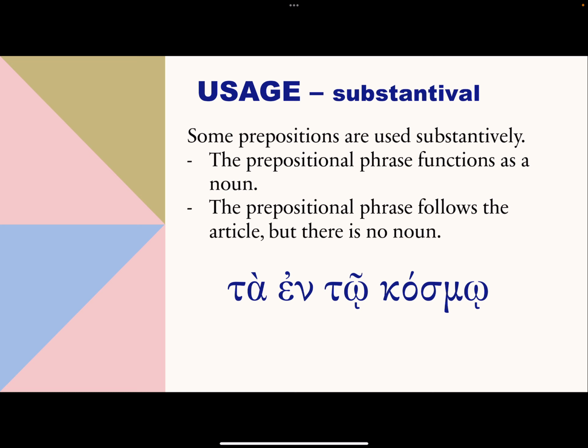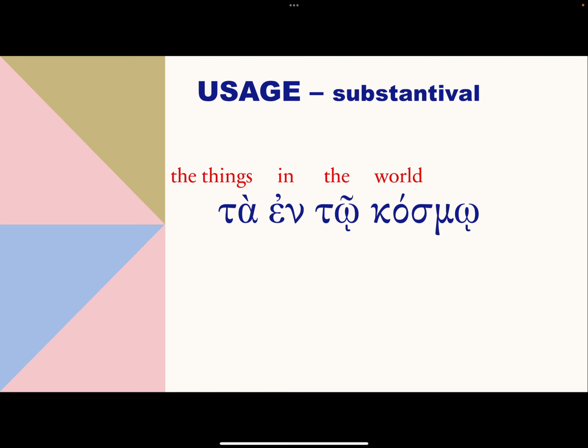The other way that prepositions can be used, again, this is less common, but it does occur, is substantively. And what I mean by that is it occurs as a substitute. It stands in for something. So in this instance, there's actually no noun and no verb, but instead we just have the article. It's just got an article. So this sentence here, ta en to cosmo, means something like the things in the world. The things in the world. This ta is just an article. It's an accusative article, accusative plural.